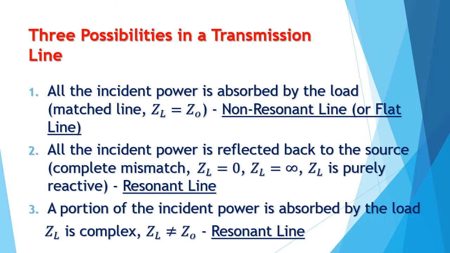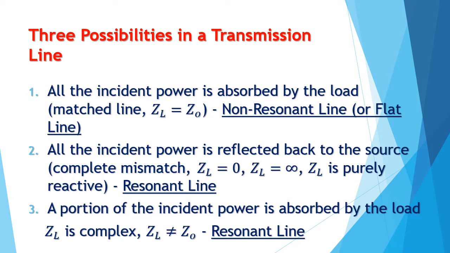The second possibility is all the incident power is reflected back to the source. This is a complete mismatch. This happens when the load impedance is equal to 0 or infinity, or the load impedance is purely reactive. This is called a resonant line.